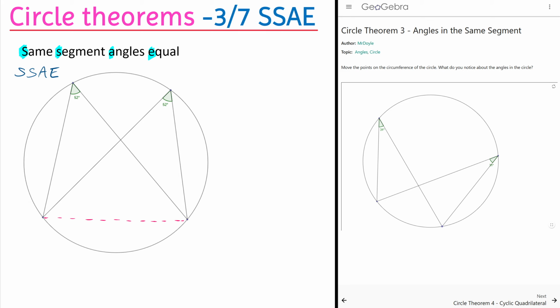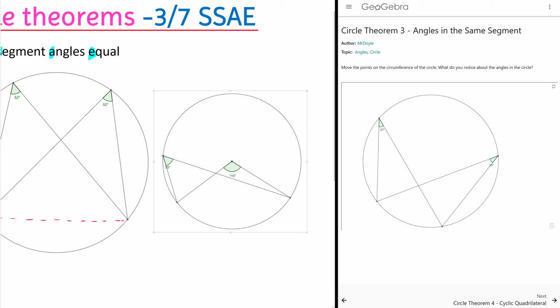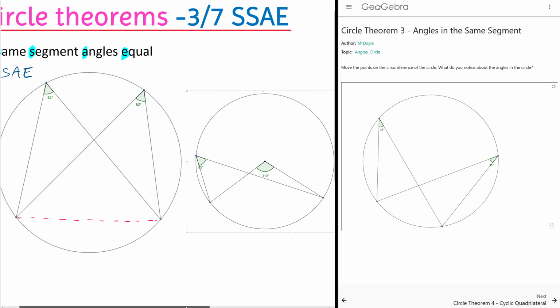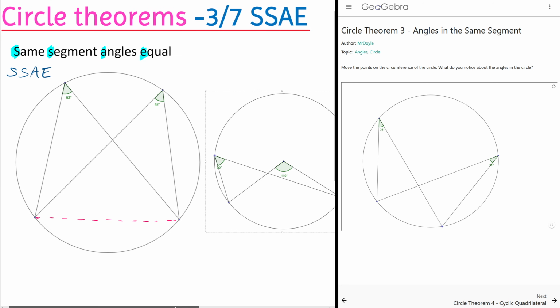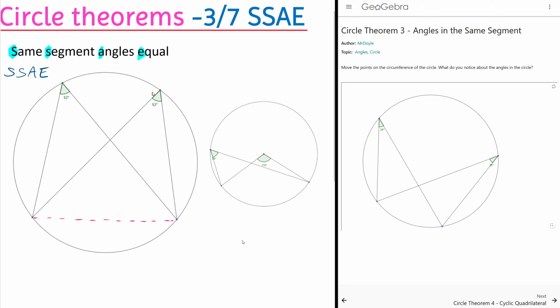The complexity that appears in this particular circle theorem is that people mistake it for a special case of Katka. So in this situation here, people look at that and go, same segment angles equal. They're the same size. No, they're not the same size. They don't look the same size. No, that's Katka. This is center angles are twice circumference angles. Here, there's a center angle, there's a circumference angle. This one's clearly bigger than that. This is Katka. Over here, this is SSAE.